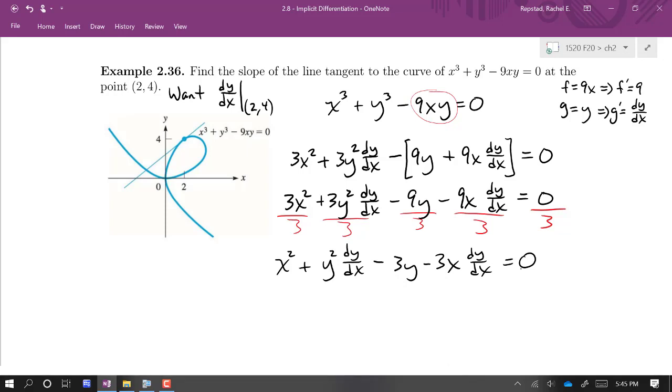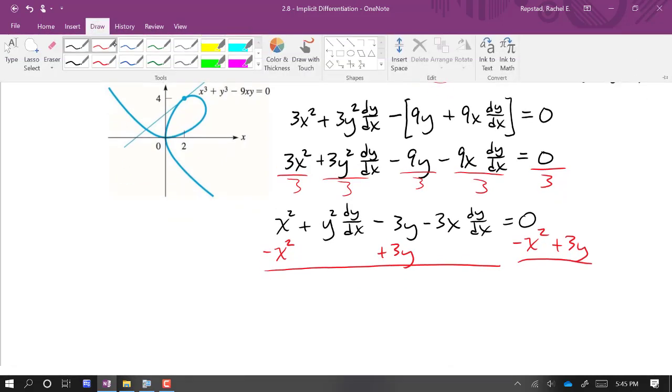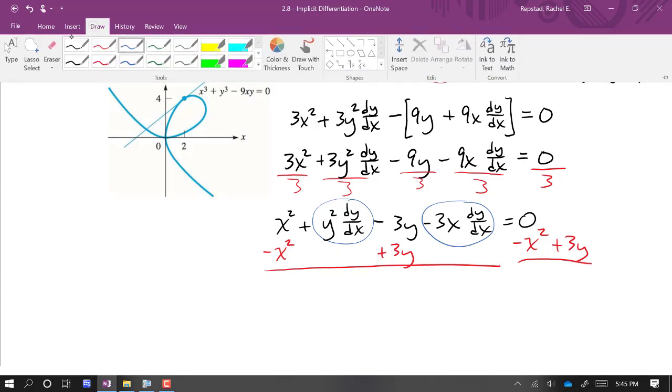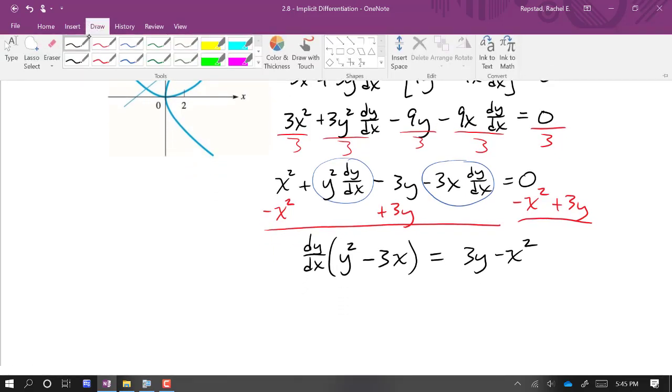Alright, now let's throw everything without a dy dx on the other side. We're going to subtract x squared and add 3y. And when we do that, on the left side, all of our terms have this factor of dy dx. I'm going to go ahead and just factor it out now, because we know it's coming. So I got dy dx times y squared minus 3x on the left side. On the right side we got 3y minus x squared. And now we need only divide.